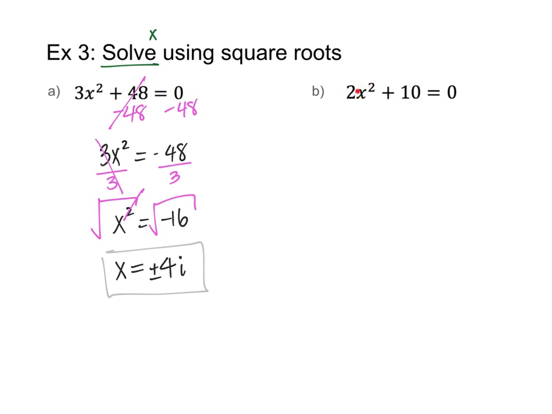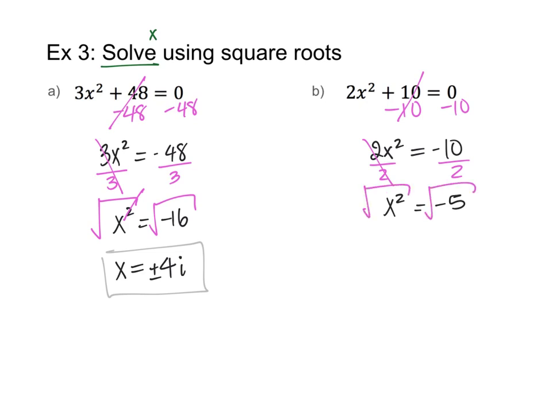All right, let's try one more here. So there again is my x squared. I'm going to move the 10 over, and that makes negative 10. Cancel, and then I have 2x squared equals negative 10. I'm going to divide by 2 to get rid of this 2. And so then I have x squared equals negative 5. To get rid of the square, I take the square root. So the 2 and the root cancel, bringing down the x.